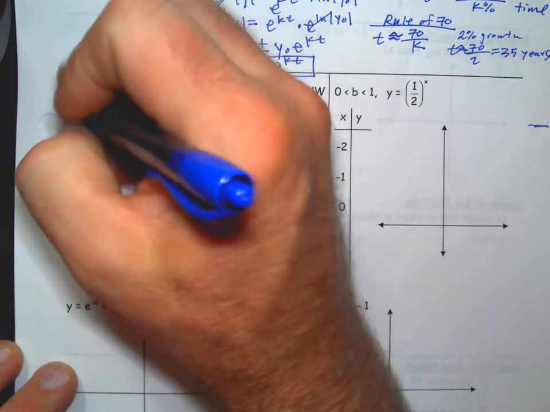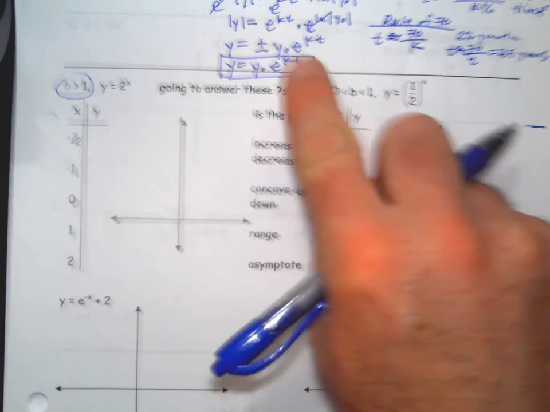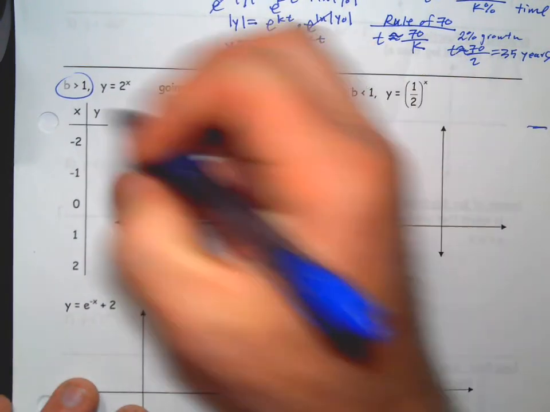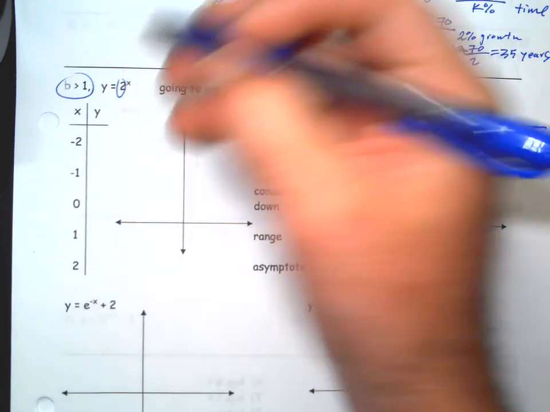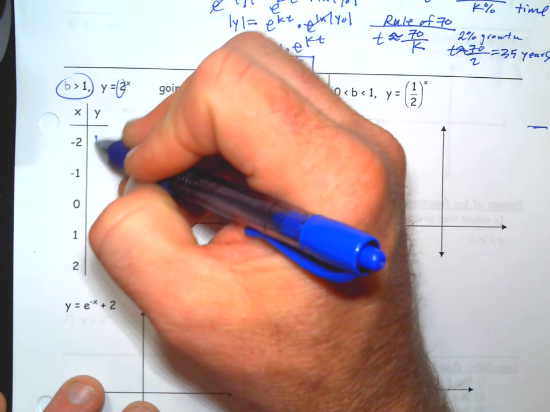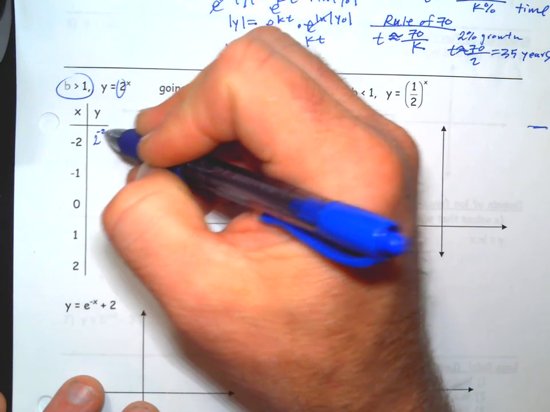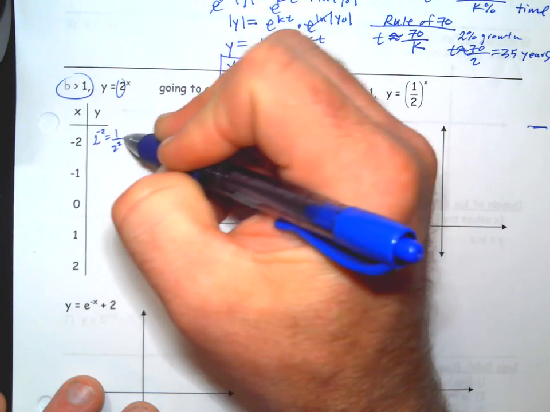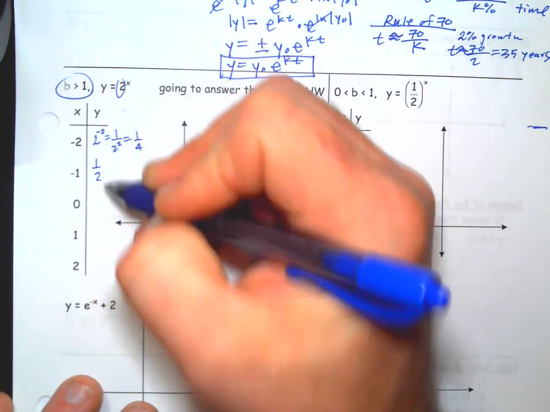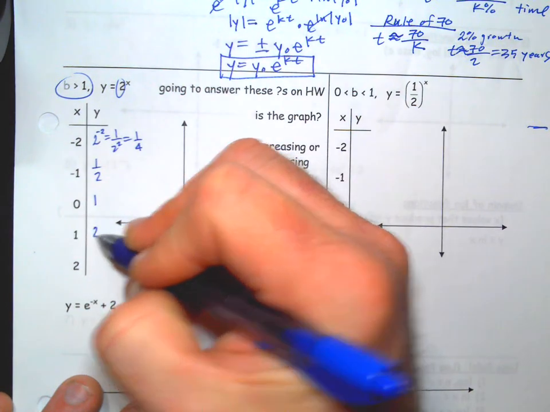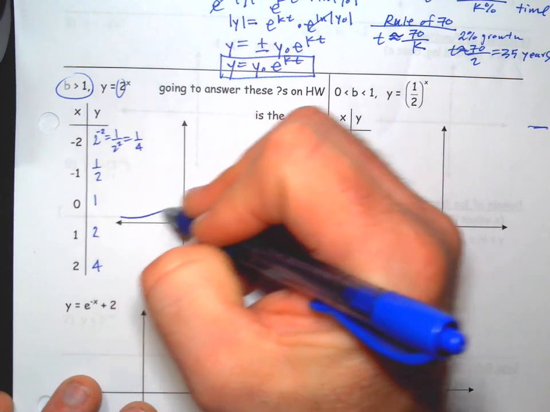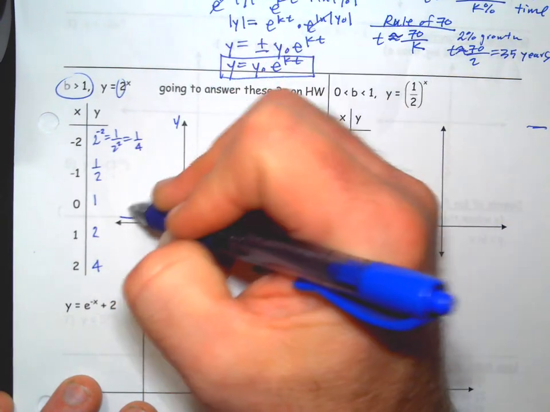So if the base is greater than 1, which is the case here with e, but that's a special case, we can just plug some values in. So here's an example, like b equals 2. So 2 to the negative 2 is 1 over 2 squared, which is 1/4. Right? 2 to the negative 1 is 1/2. 2 to the 0 is 1. 2 to the 1 is 2. 2 to the 2 is 4. And if you're to graph these, it'll look like this.